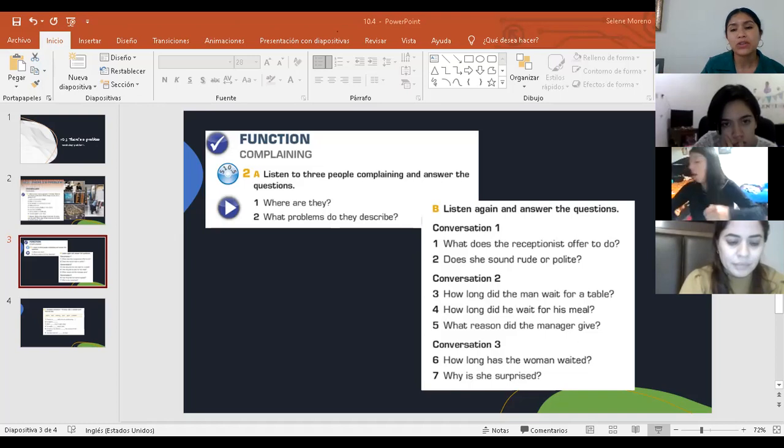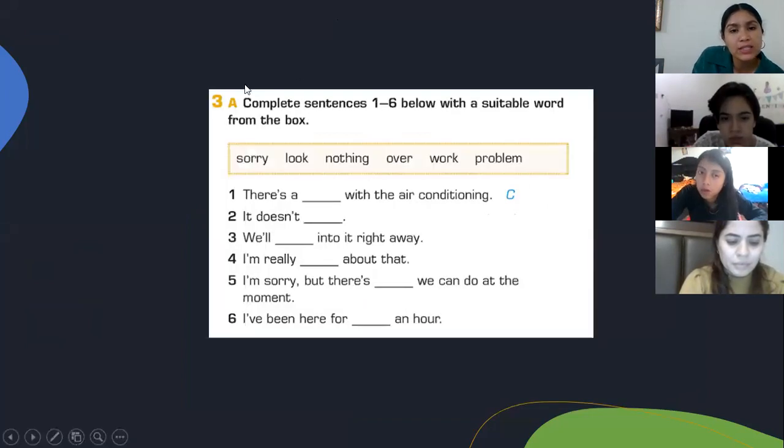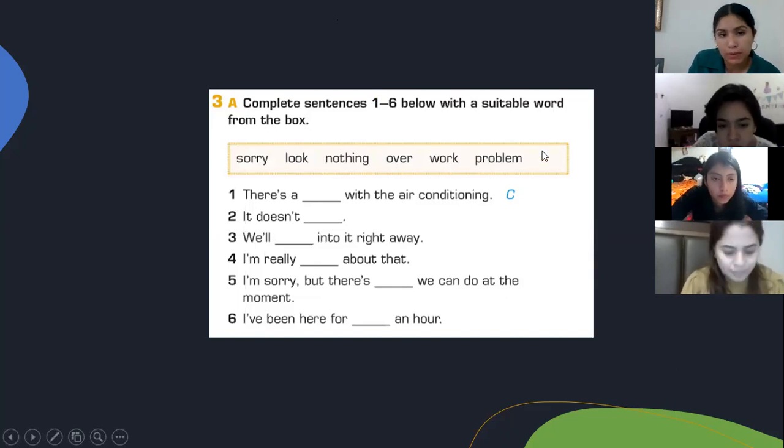Okay, very good. You could understand most of the conversations. I'm glad of it. Okay, so let's go now to the next part, which is actually the last one. As I told you at the beginning, the class of today is going to be kind of short because this week we're just going to be working with vocabulary and speaking. Here it says, complete the sentences from 1 to 6 below with a suitable word from the box: sorry, look, nothing, over, work, and problem.